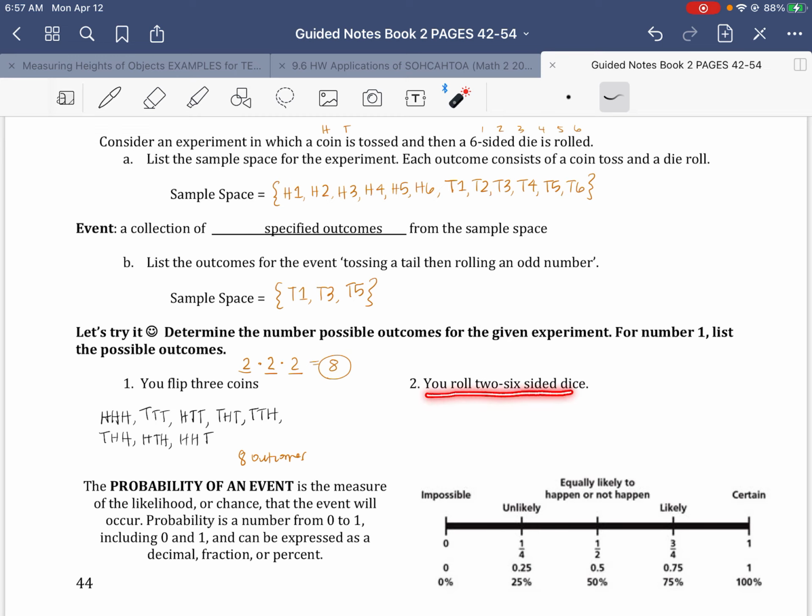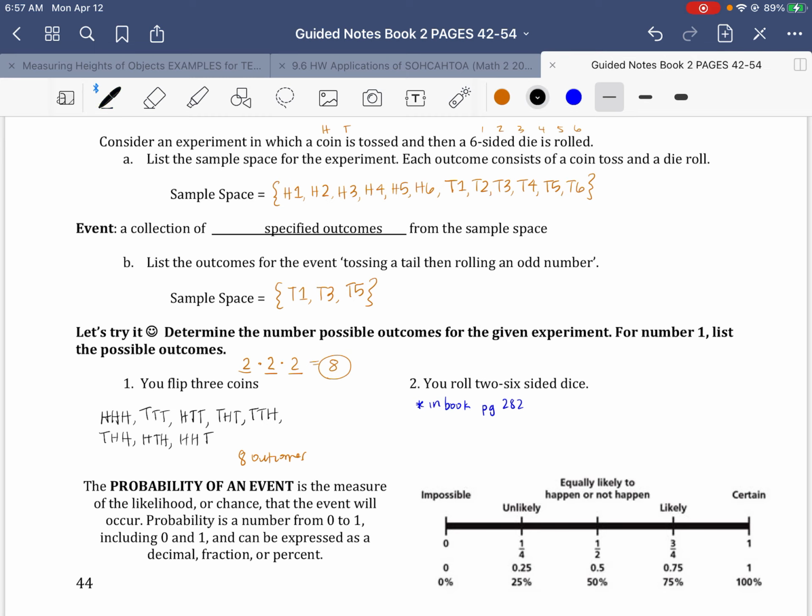Let's use that on this one. This one says you roll 2 6-sided dice. Now, it doesn't look too bad if we were to start listing these, but I'm going to put a little note here: in your book, if you want to see all of these listed out, it's on page 282. There is quite a few, because you could get a 1 and 1, a 1 and 2, a 1 and 3, a 1 and 4, and then you could get a 2 and 1, 2 and 2, 2 and 3.